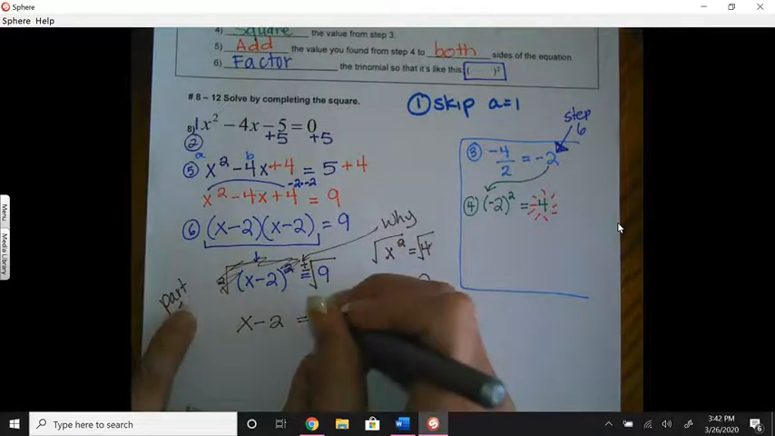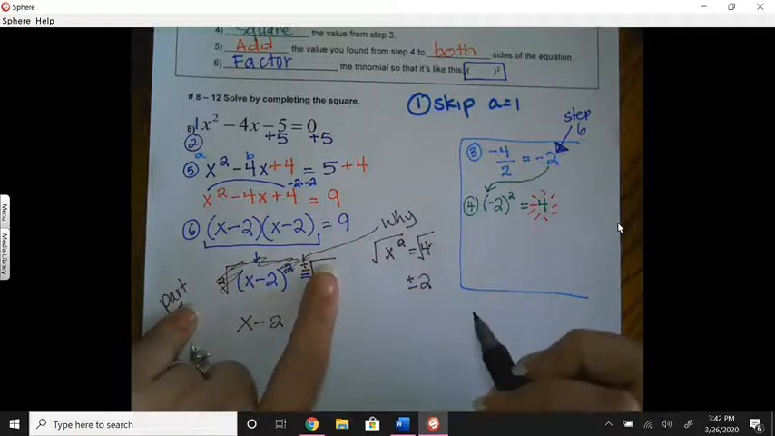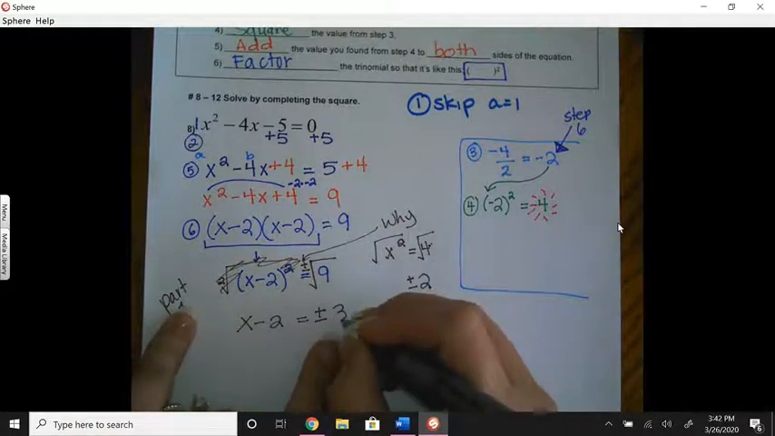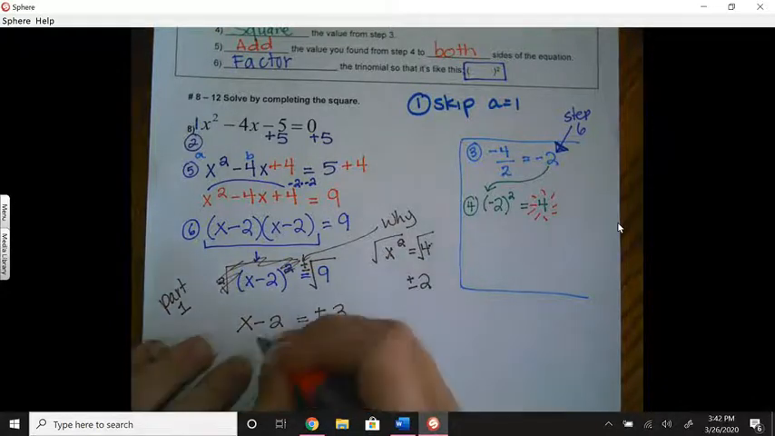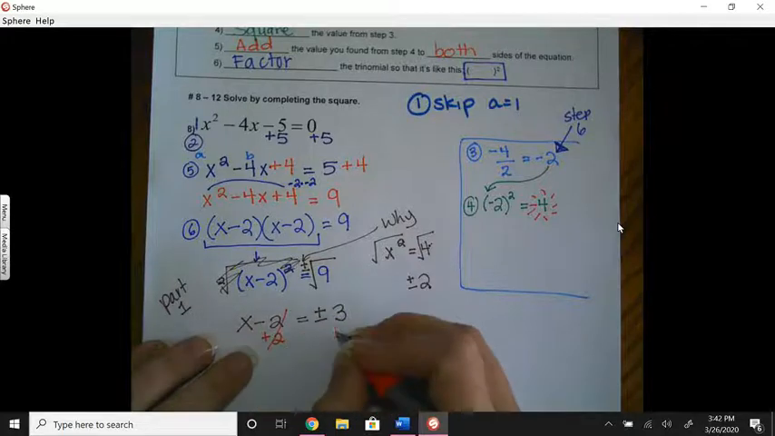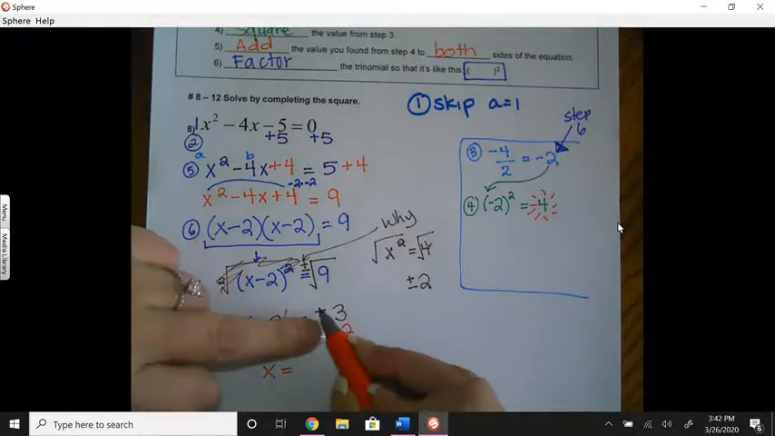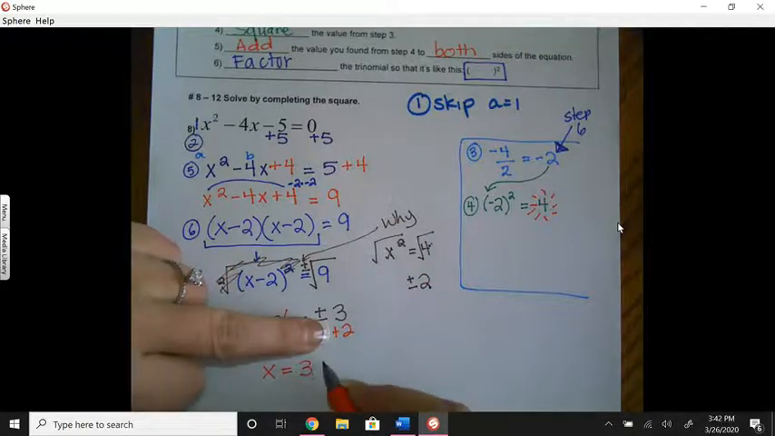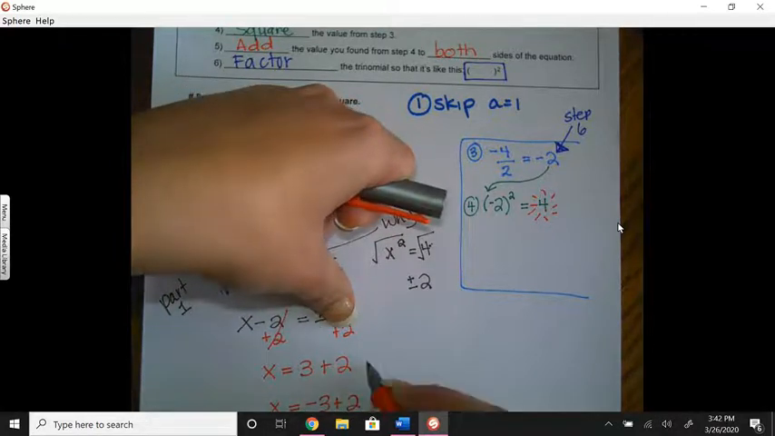So then we're going to put plus or minus, and then if we can simplify this, we're going to simplify it. So what times itself is 9? The answer is 3. So now we are going to continue to solve. We're going to go ahead and add 2 to both sides. And then we're left with, so what this is saying, positive 3 plus 2 is an answer, and -3 plus 2 is an answer. So we would get 5, and we would get -1 for x.